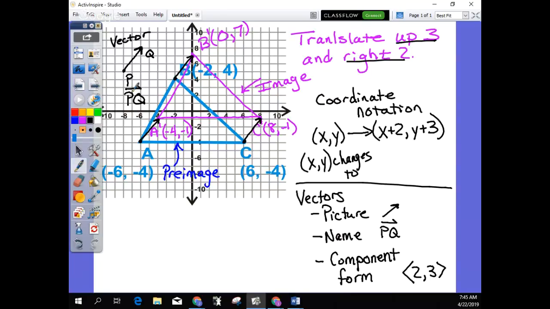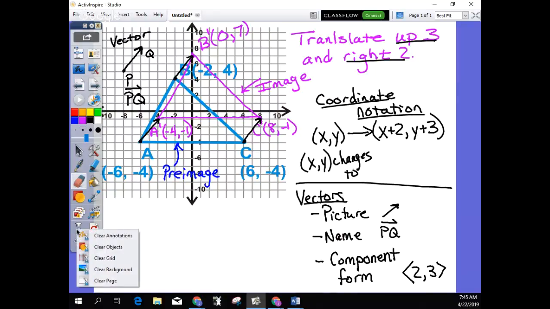So now we know how to translate. We know what a translation is. We know how to slide something up 3, right 2. We know how to describe it with coordinate notation, and we know how to describe it with a vector. So now let's move on. I'm going to erase everything, and we're going to just use those. Now we're going to actually perform a translation using coordinate notation.